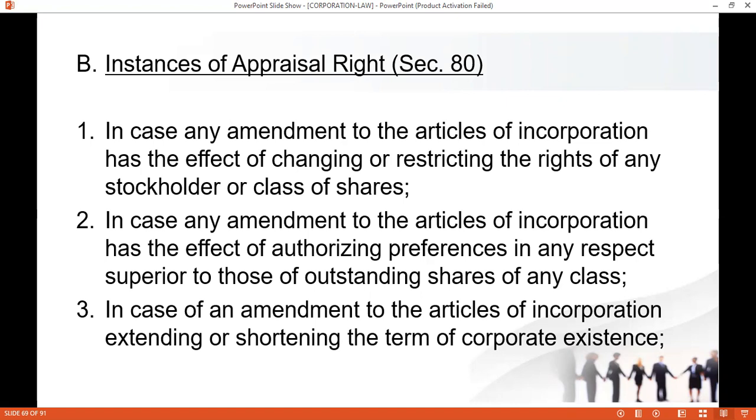So, kunyari, nag-propose yung mga board of directors na i-shorten nila yung corporate existence. So, magkukall sila ngayon ng stockholders meeting para makuha nila yung 2/3 votes. Tapos, nanalo. Pero ikaw, ayaw mo. So, dahil ayaw mo naman, so pwede mong i-exercise yung appraisal right, no? Parang ibenta mo na lang sa kanila yung shares mo.